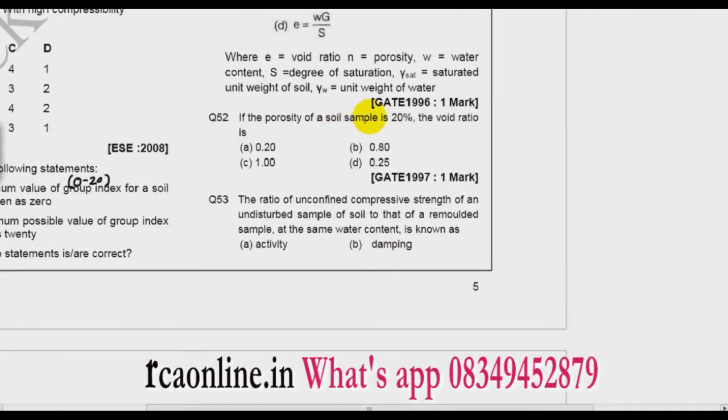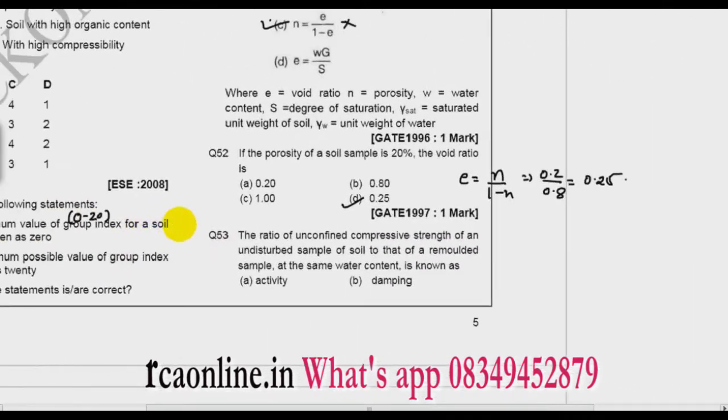If the porosity of the soil sample is 20%, the void ratio e is equal to n over 1 minus n. And n is given as 0.2. So I can straight away write it as 0.2 divided by 0.8, which is 0.25. Now see the question number 53. The ratio of the unconfined compressive strength of an undisturbed sample of soil to that of a remolded sample at the same water content is known as, this is a standard formula again, this is a definition of sensitivity. So just check the option, activity no, damping no.